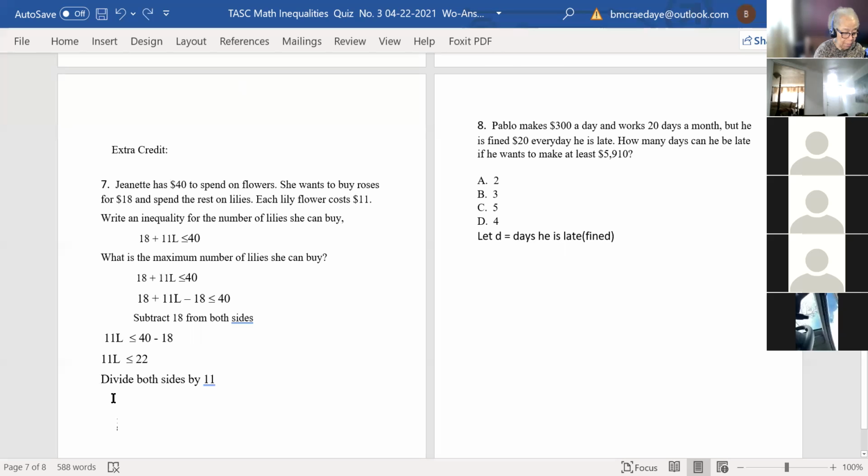So let's just copy that here and take out our 11. 22 divided by 11 is 2. So the maximum number of lilies you can buy here is 2. All right. That's the maximum number. You could buy 1, but they said the maximum number.